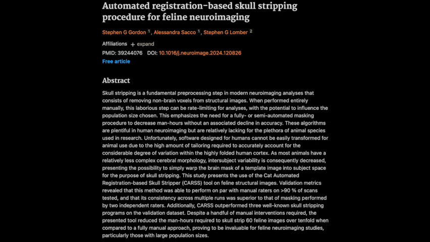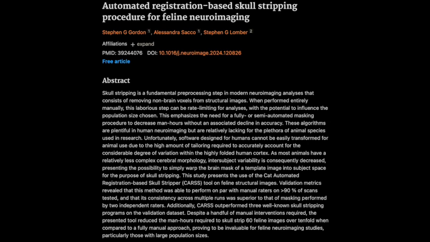Now it's up to the research community to take this tool and really put it through its paces in a variety of research settings. So this is really just the tip of the iceberg when it comes to CARS and its potential applications. Exactly. And this is where things get really exciting, because the implications of this technology extend far beyond just automating a tedious task.